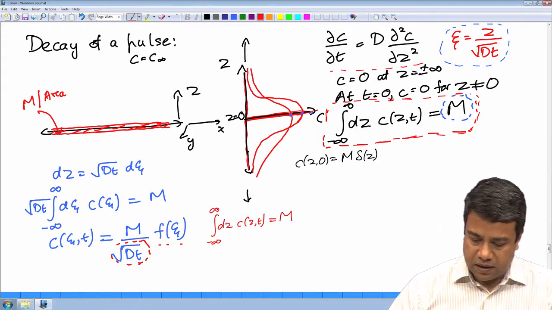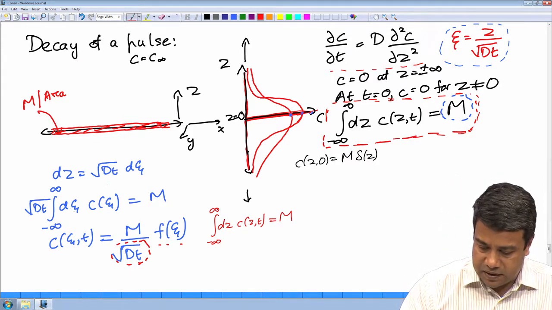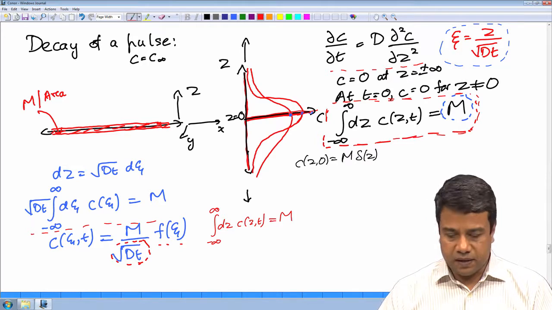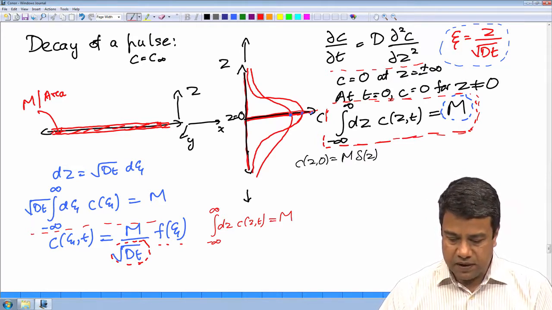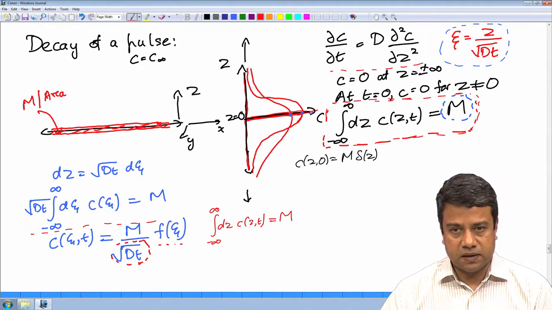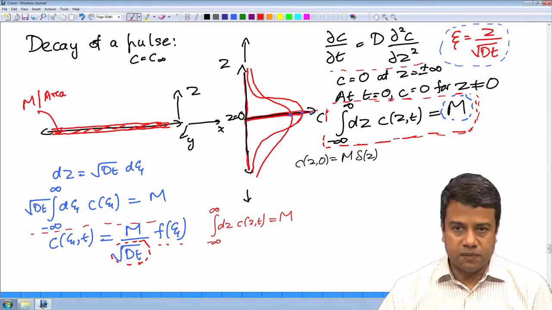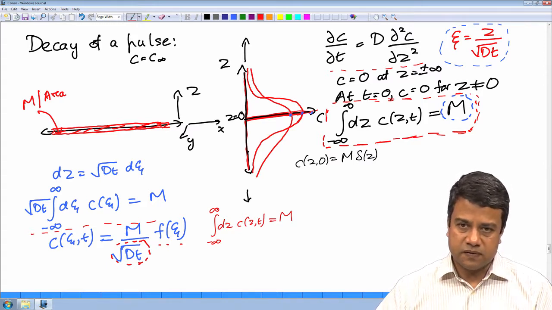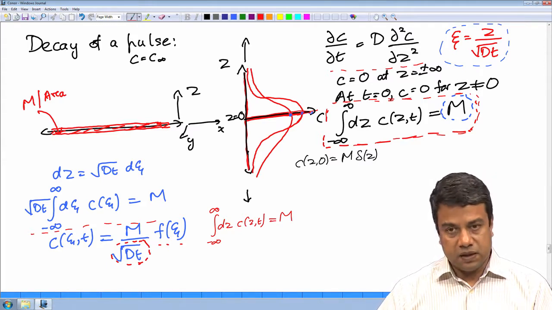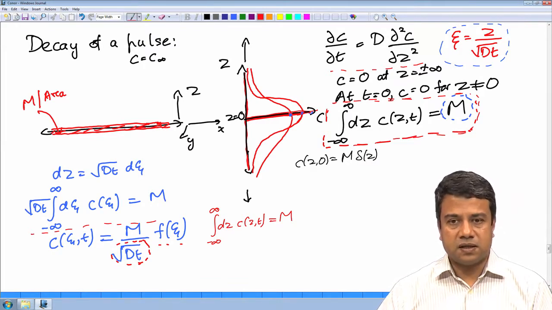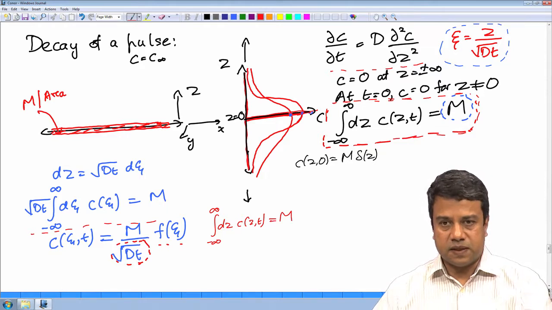And therefore, if I write this integral condition in terms of the similarity variable psi, I find that this concentration field has to scale as m by root Dt times some function of psi. So, there is a time dependence in the prefactor. In the previous case, there was no time dependence because we had just fixed the concentration. In this case, the mass is fixed. That means that the maximum concentration should scale as 1 over the spread. The spread is square root of Dt.